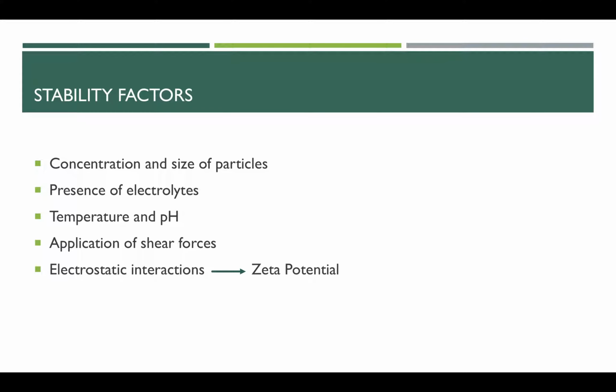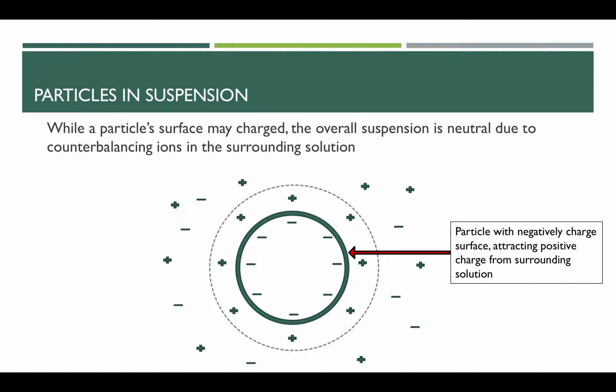There are many factors that can affect colloids and determine whether or not they are stable. This includes the concentration and size of the particles in the colloid, the presence of electrolytes in the colloid, the temperature and the pH, the application of shear forces, and electrostatic interactions, which includes the zeta potential. When you have electrostatic interactions, a charged particle can attract opposite charges from the surrounding solution to it. These charges balance out each other and help maintain neutrality.